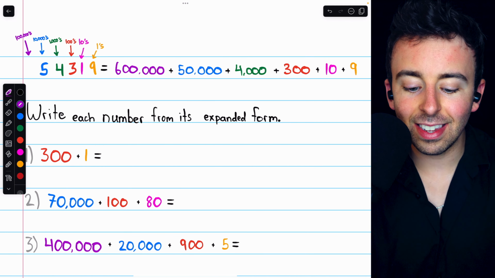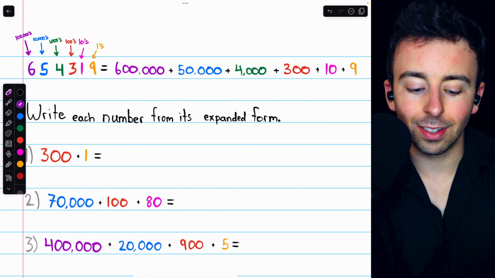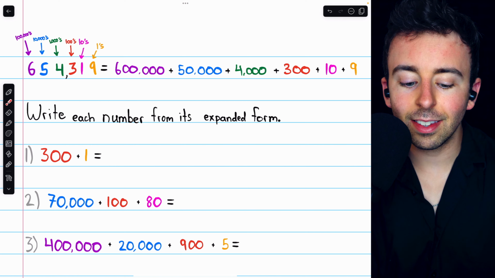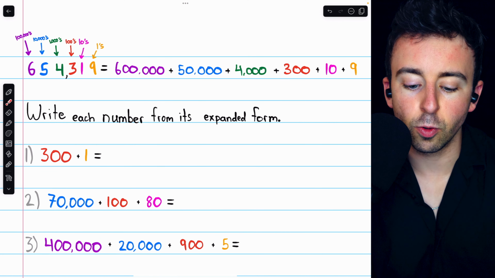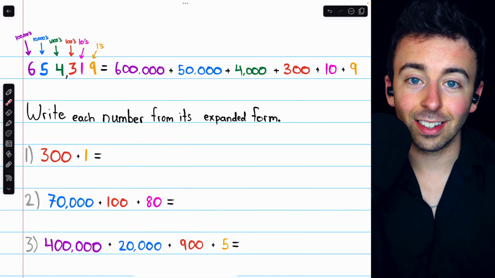And then we have 600,000s. So in the 100,000s place, we put a 6. Finally, you might want to put a little comma there so we can easily see that's 654,319. That's how we turn that expanded form back into a nice single number.